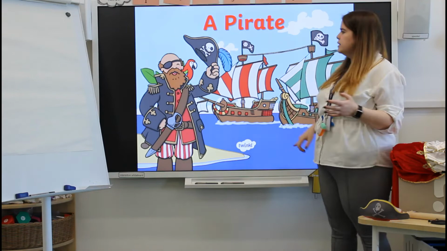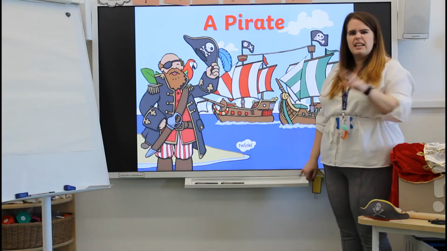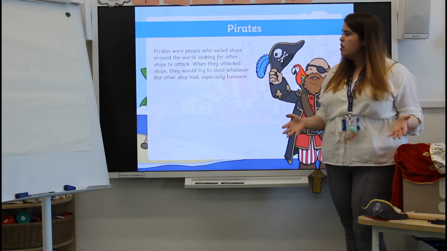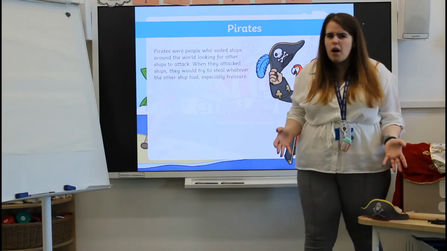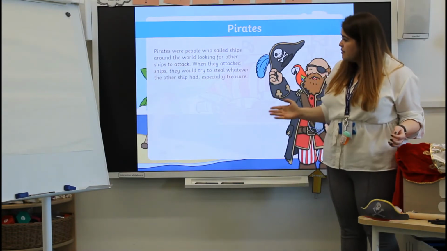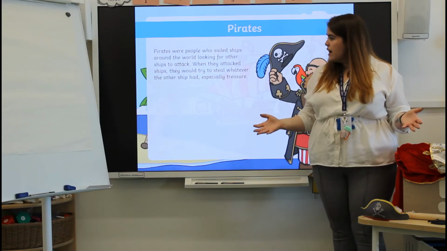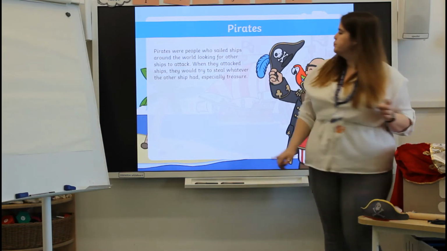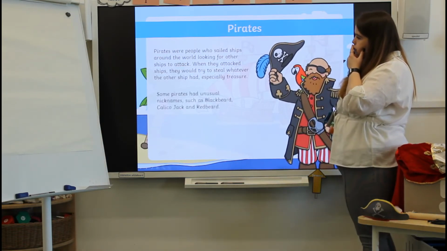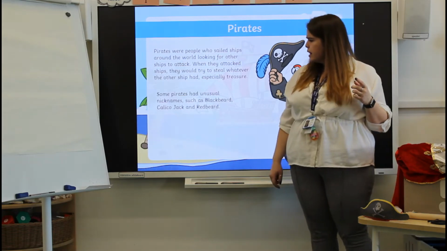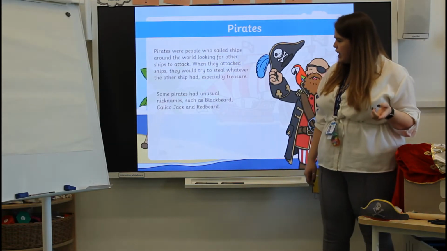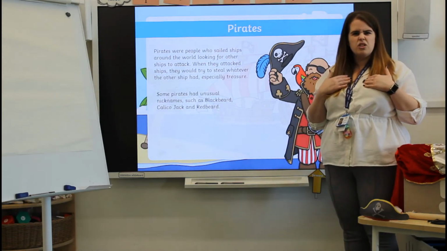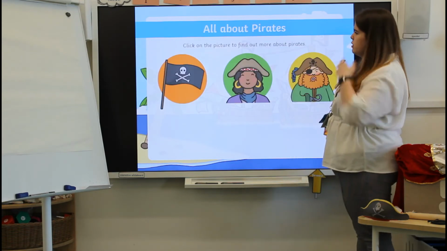They're so fascinating. So before we get writing, let's learn a little bit more. Pirates were people who sailed ships around the world looking for other ships to attack. So they weren't that friendly. They would attack other ships and steal whatever the other ship had, especially treasure like coins and gold. Some pirates had unusual nicknames such as Blackbeard, Calico Jack and Redbeard. Ooh, that's quite interesting. They didn't have normal names like we do. They have different ones. Let's have a little look.